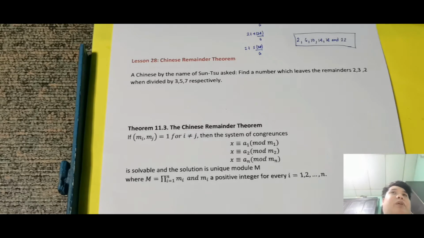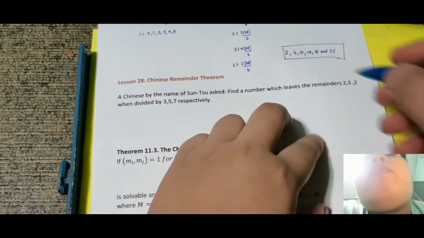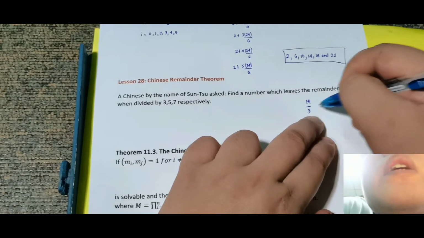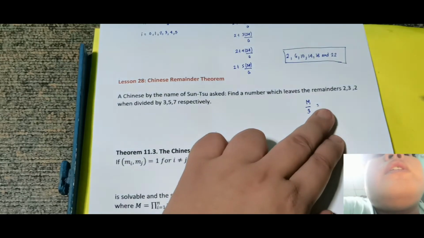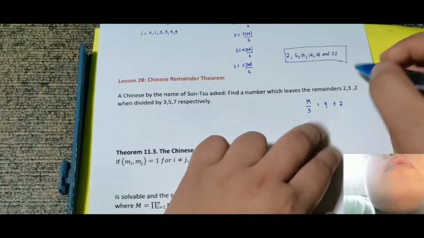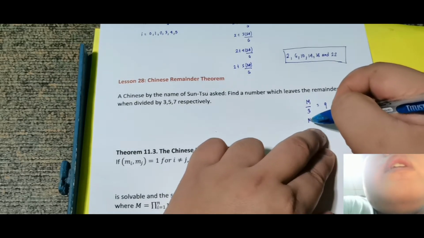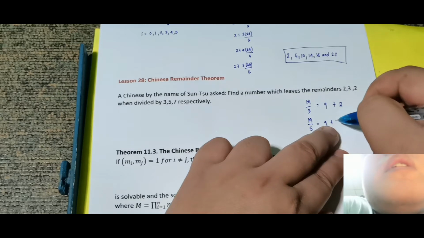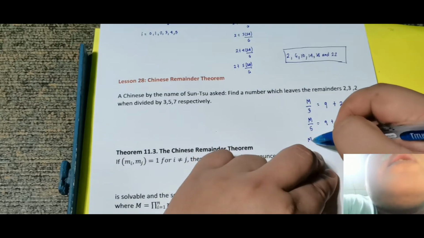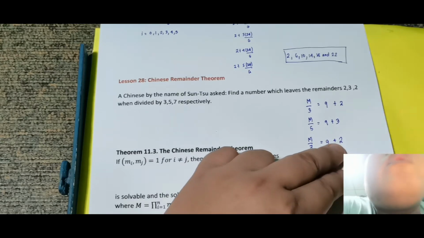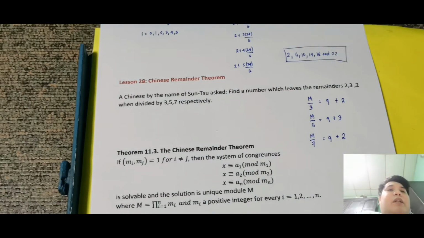Kumbaga, may number kang m, so pag dinivide ko by 3, may something quotient tas remainder 2. Pangalawa, pag dinivide ko si m by 5, may something quotient plus remainder 3. Tapos pangatlo, pag dinivide ko siya by 7, may something quotient tas yung remainder is 2. Ayun yung sinasabi niya.